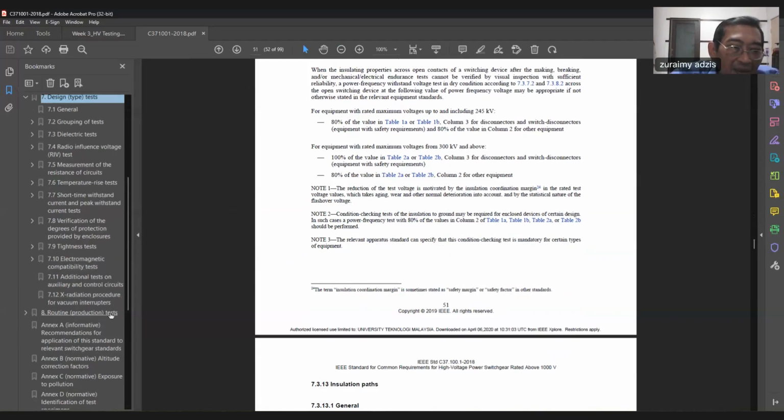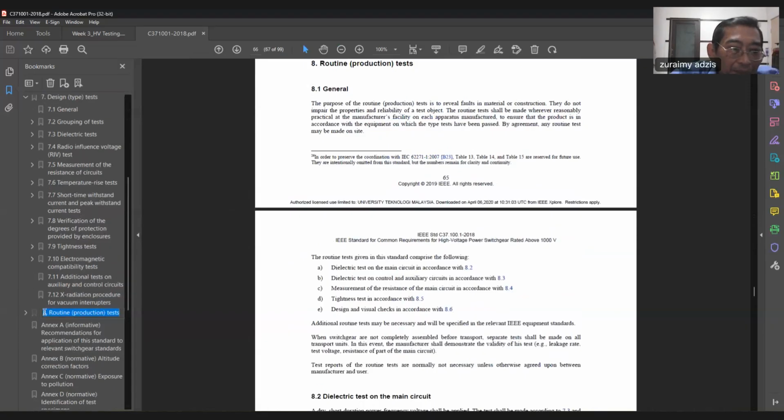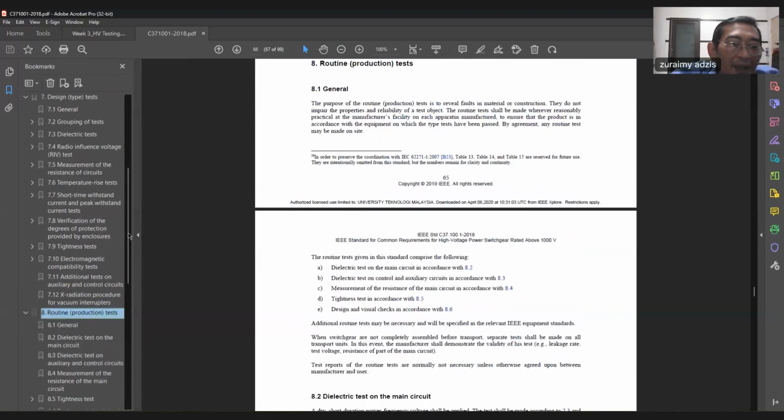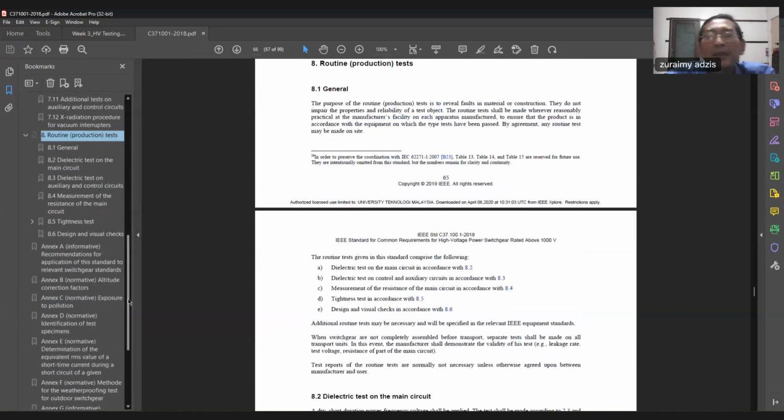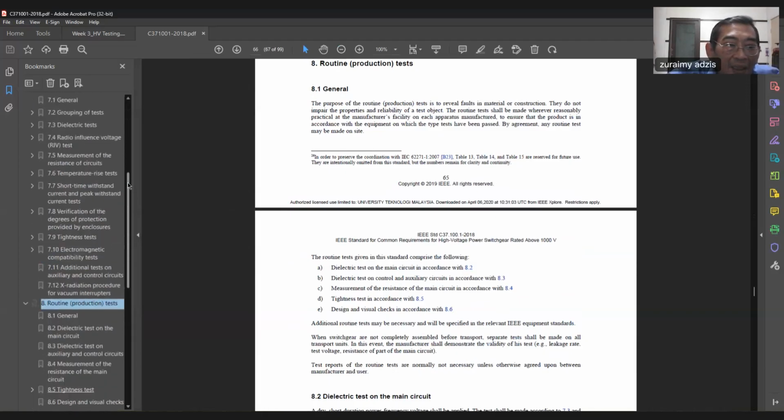So this is during the design, while this is during manufacture. For each switchgear manufactured, you have to do a dielectric test on the main circuit. Dielectric test means, like, the withstand test is one of the dielectric tests. Dielectric test on the auxiliary control circuits: you have to do this withstand test again on the control circuits, on the auxiliary circuits, not on the switchgear itself. Measurement of the resistance of the main circuit, tightness test, design and visual check. So this is for the routine test, not as many as the type test, all right?